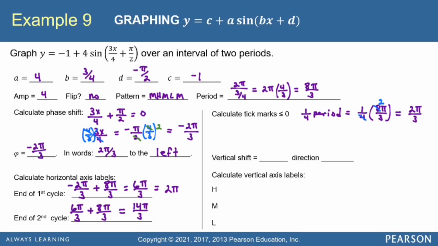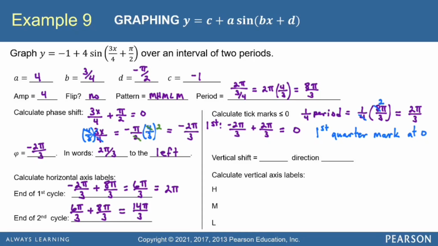So that's what we'll add to the starting point to calculate the next tick mark. All right, so now the starting point was negative 2 pi over 3 plus a quarter of the period. Look, those are going to add up to 0. So now we know that the first tick mark goes at 0, which is on the axis. Okay, that's good news. That means we don't have to calculate any more tick marks.